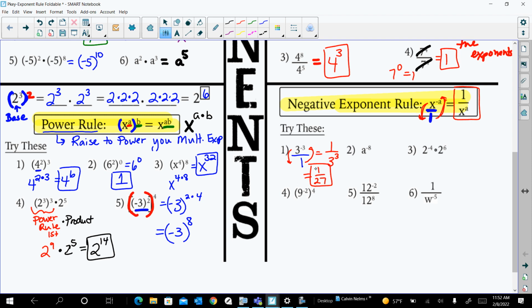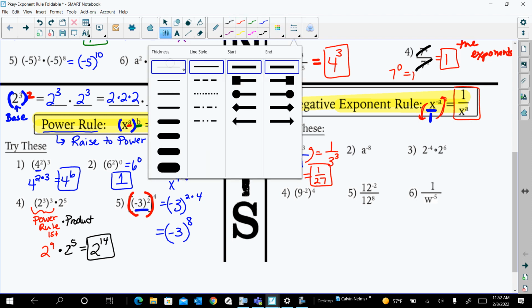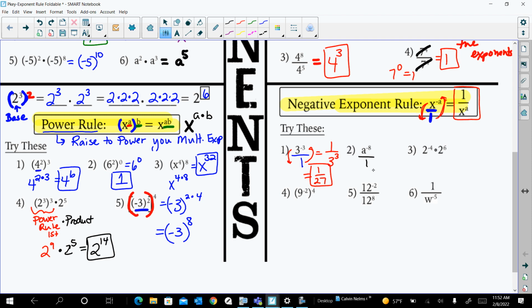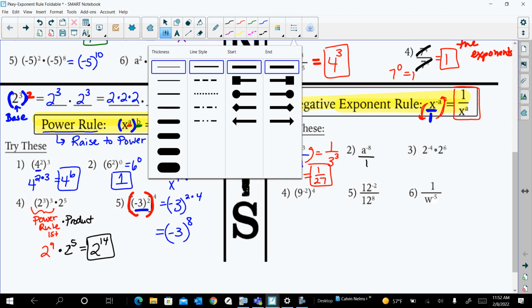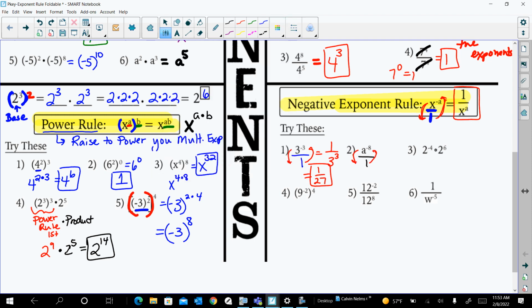So a to the negative 8th power. You got to remember that's like saying a to the negative 8 power over 1. To make that negative 8 a positive 8, flip it. So what are we going to write here? Yep, 1 over a to a positive 8. And that is our final answer.